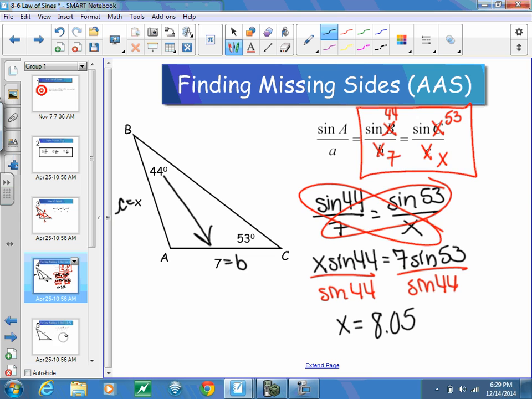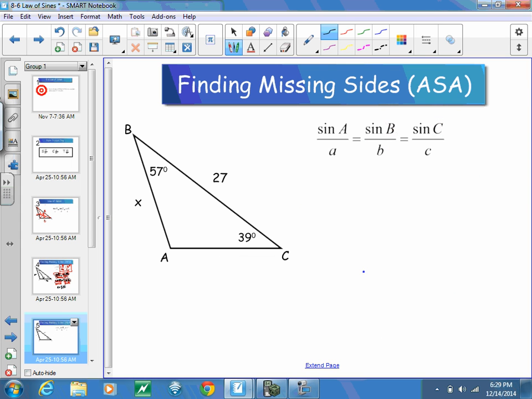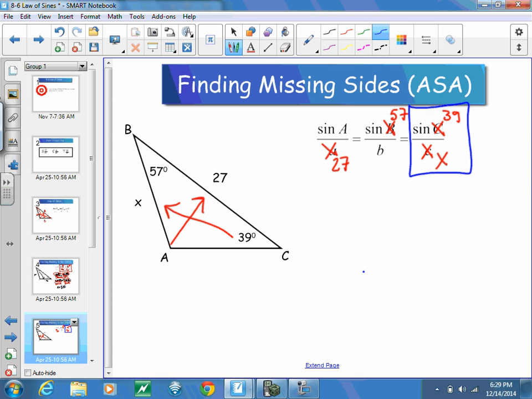If I go to another example where we're trying to find again a missing side, looking at the information given to us, angle B is 57 degrees, angle C is 39 degrees, and little a is 27. We're looking to solve for x, which is going to be little c. When I look at my formula, I have really only one complete ratio, the sine of 39 degrees over x.